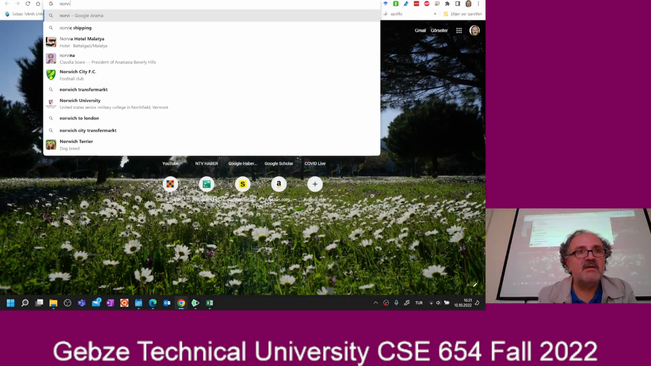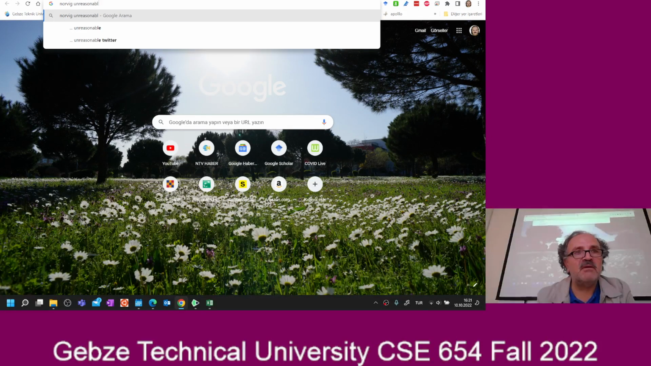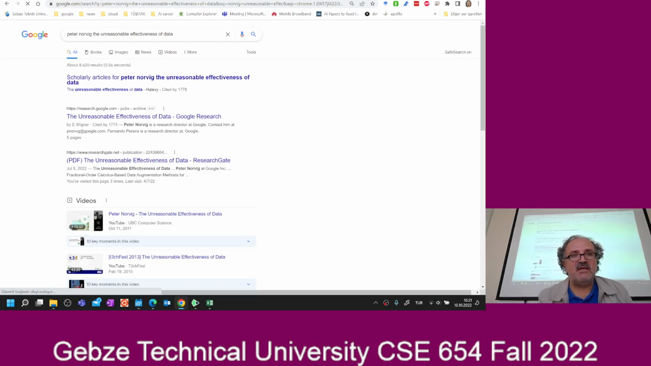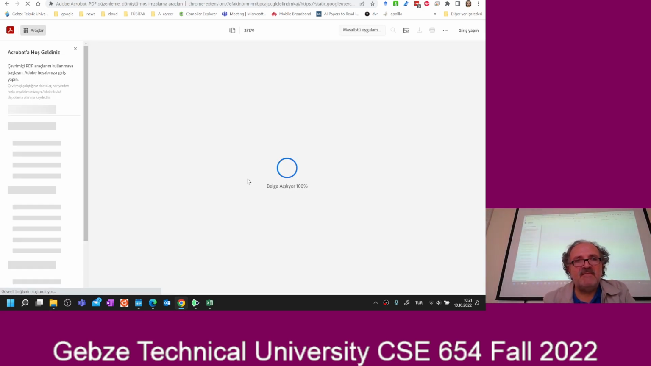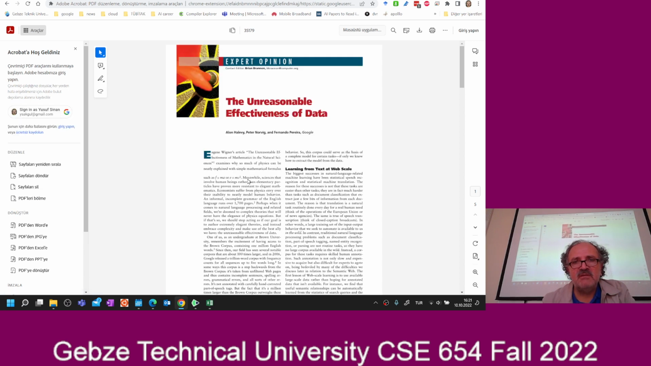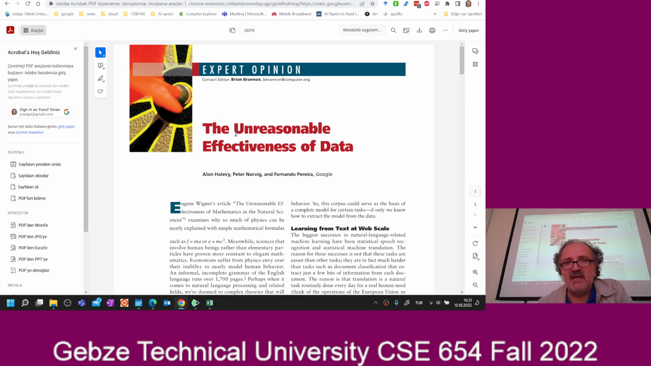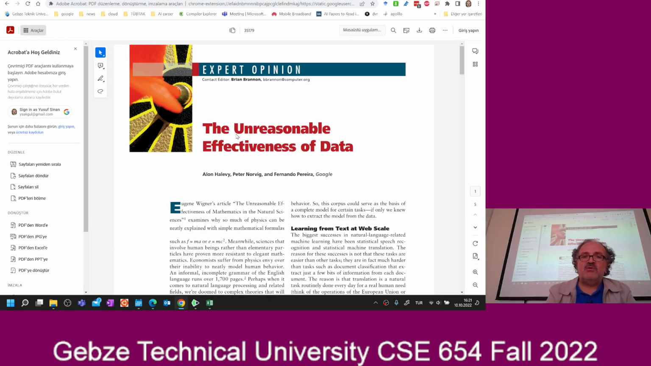Norvik, "The Unreasonable Effectiveness of Data." Yeah, well, is that a real paper? Yeah, he wrote it with some other people. "Unreasonable Effectiveness of Data," and it appeared in 2009. Around those times people realized that, and this is crazy.